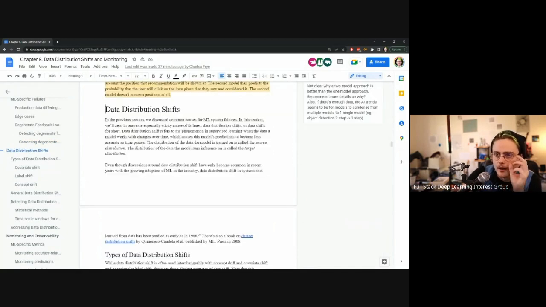Okay. So now we're on the data distribution shift section, unless there's anything else anybody wanted to say about feedback loops in ML, or just say, filter failures.